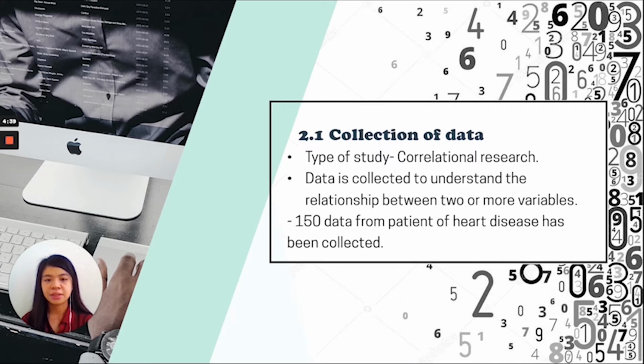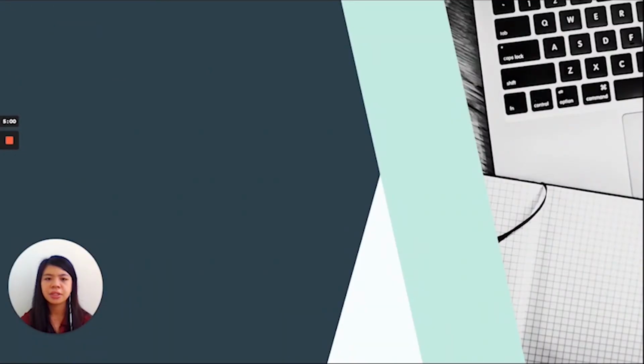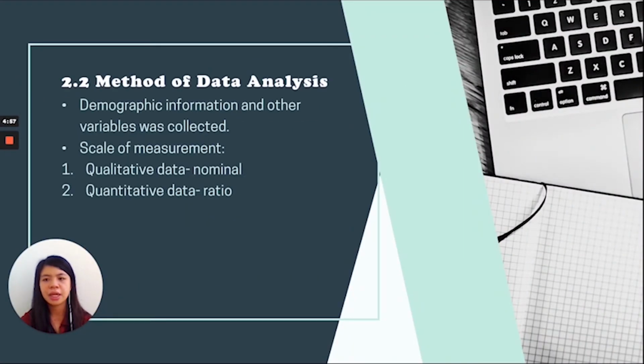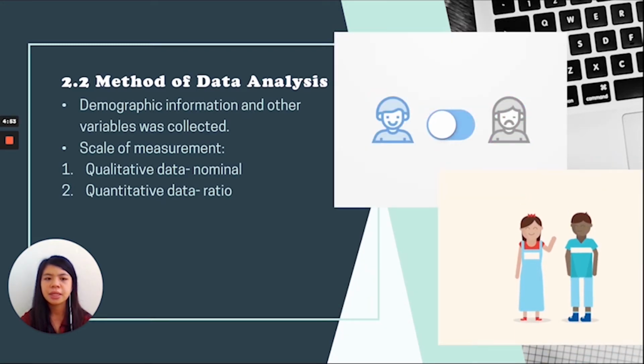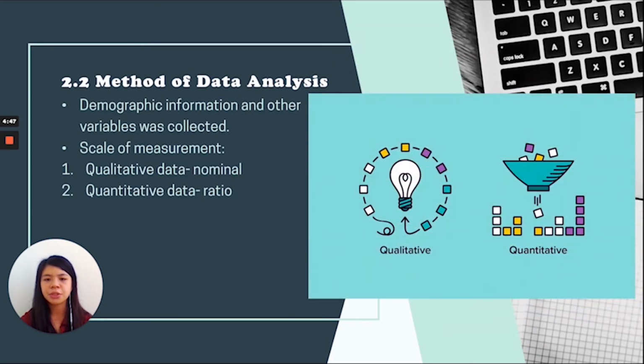150 data from patients of heart disease have been collected with different age and gender. Age and gender are their demographic information, and other variables such as resting blood pressure, chest pain, and maximum heart rate achieved were collected from patients to reach our objective. In terms of scales of measurement, we use nominal for qualitative data and we use ratio for quantitative data.